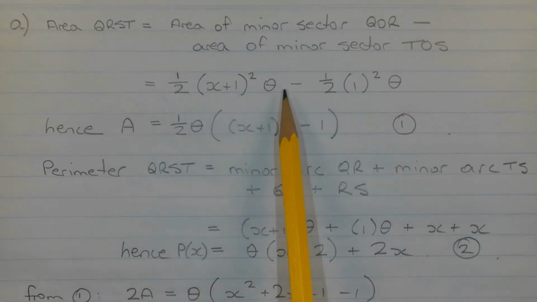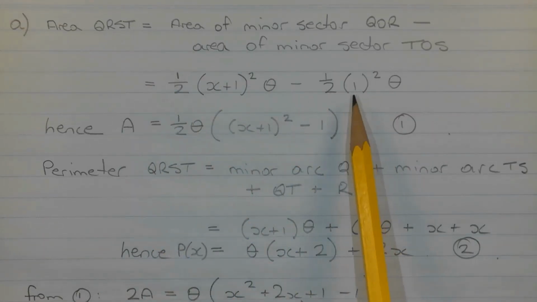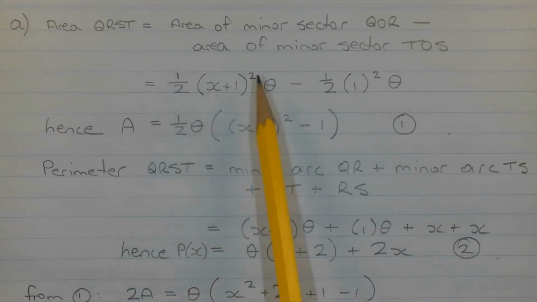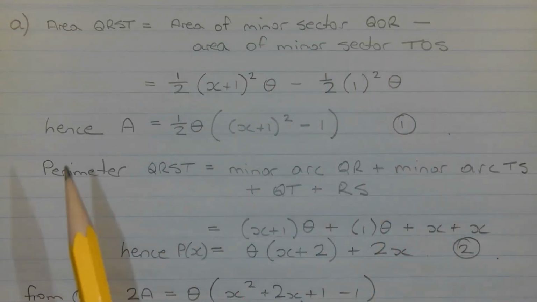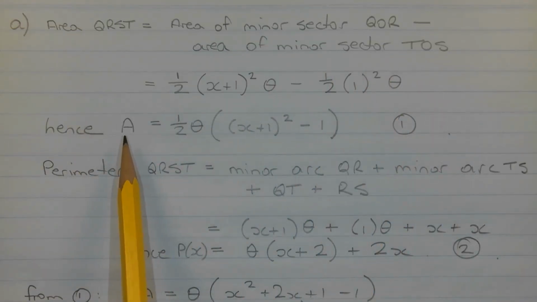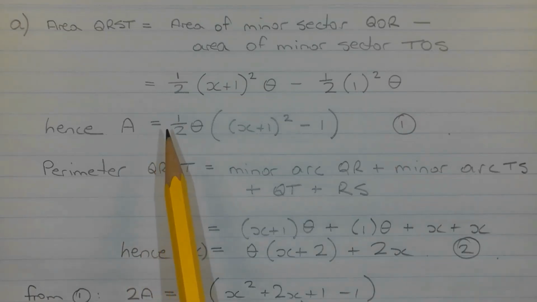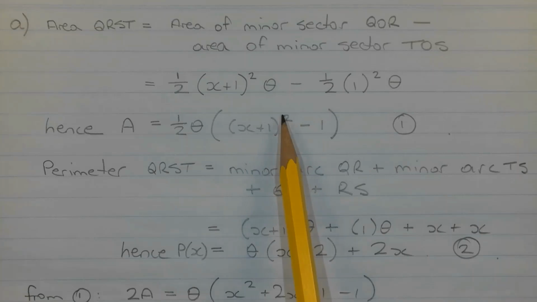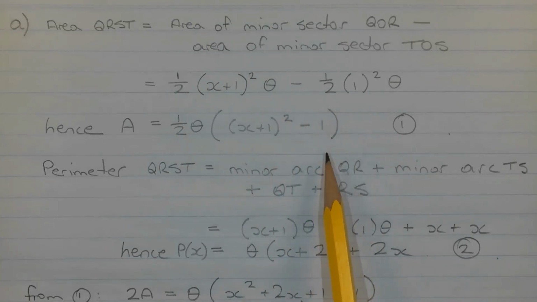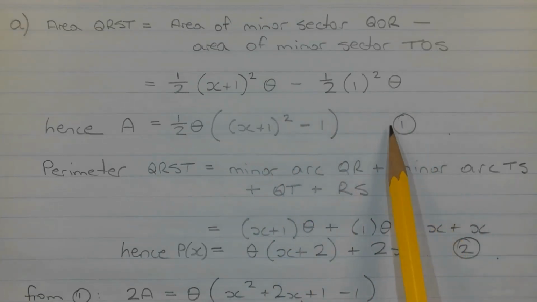Now I'm not going to expand this just yet, but we know that half times 1 squared times theta is just half theta. Now we can factorize out half theta from this term and this term. So A, which represents the area QRST, is equal to half theta times open bracket (x plus 1) squared minus 1 close bracket. We'll call this equation number 1.